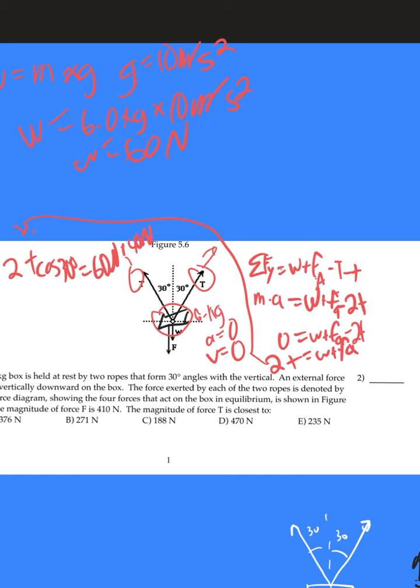And then we get 470 for T to be 470 newtons over 2 cosine 30, which gives us 271 newtons. So B is the answer.